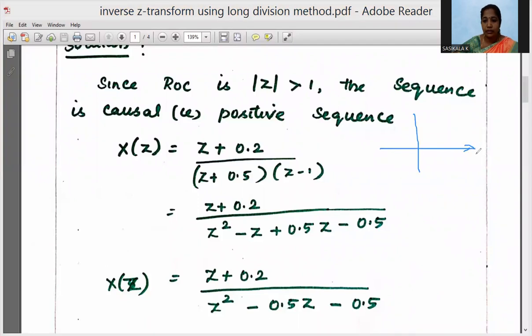So this is N and this is X of N. Positive sequence means you'll be getting the values in the positive side. Okay, you'll be getting X of N in the positive side. That is called causal sequence or the positive sequence. So here N is greater than or equal to 0. So that is called causal or positive sequence. Okay.